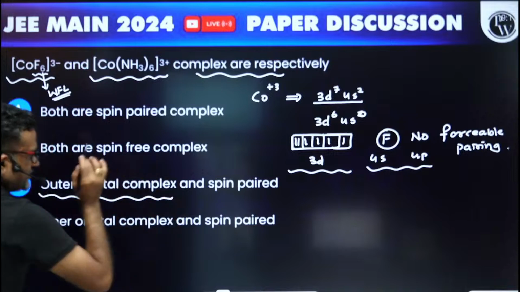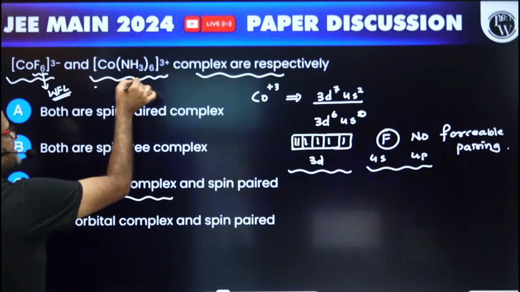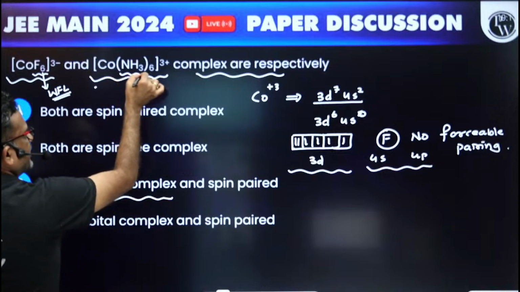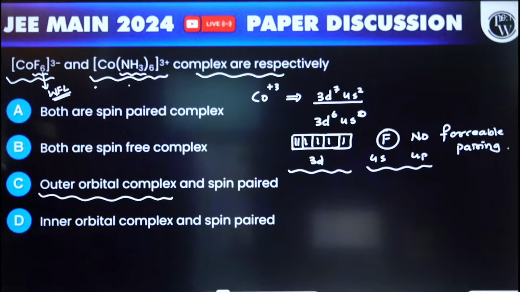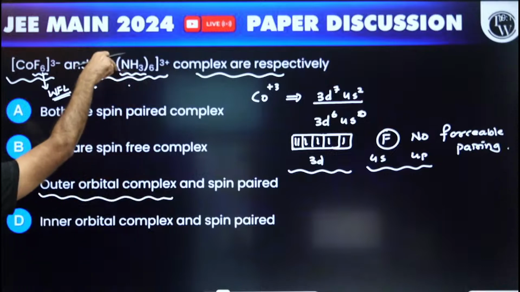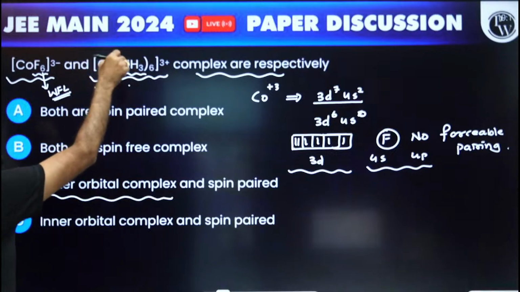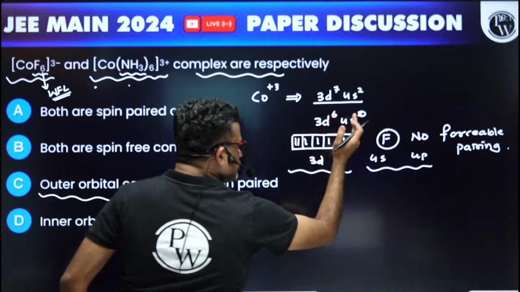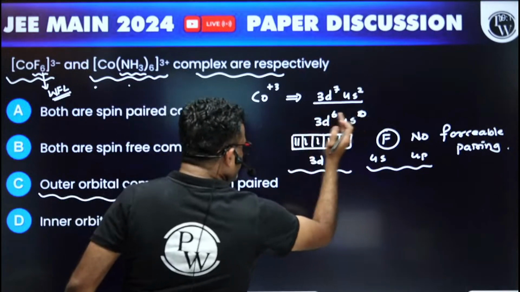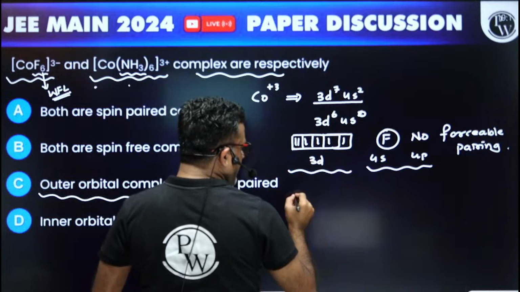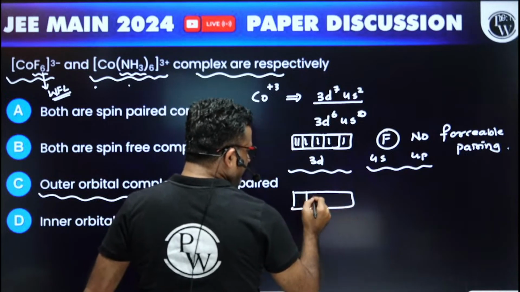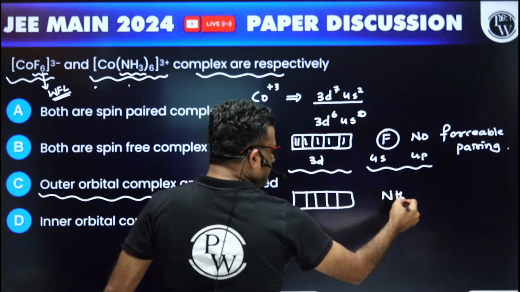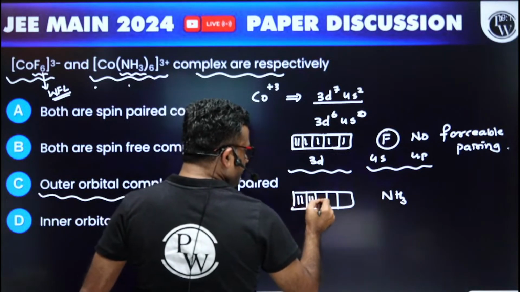Outer orbital complex. What about Co(NH3)6? In case of Co(NH3)6, NH3 is going to be a strong field ligand. If NH3 is a strong field ligand, it is going to forcibly pair. In case of fluorine, no forcible pairing. In case of NH3, what would happen? There would be forcible pairing.